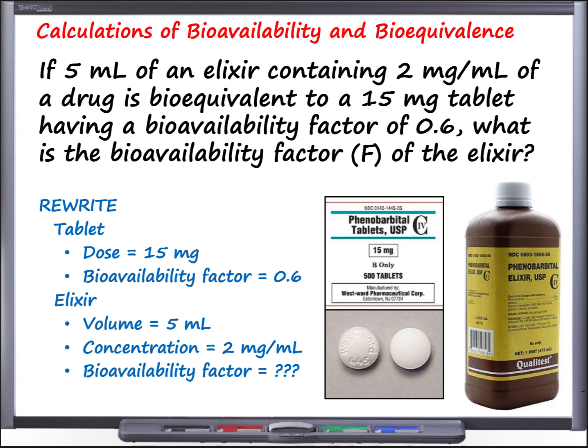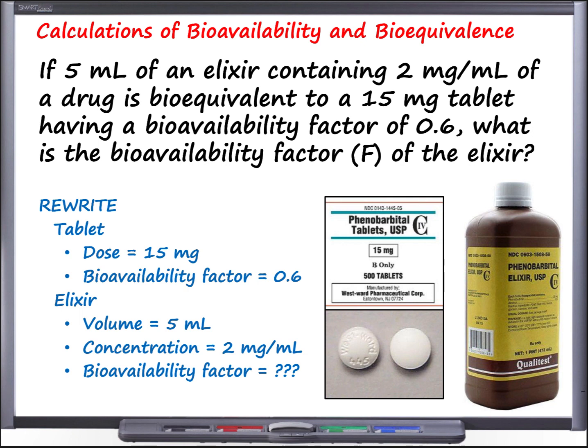We know that the tablet dose is 15 milligrams. That's the amount of phenobarbital in that tablet. We were also given that the bioavailability factor for the phenobarbital tablet is 0.6. And understand that that's given to us as a decimal, but we could re-express that decimal as a percent. So 0.6 is essentially the same as 60%.